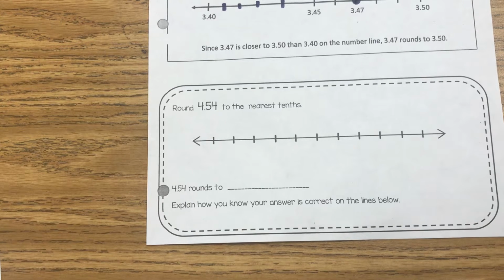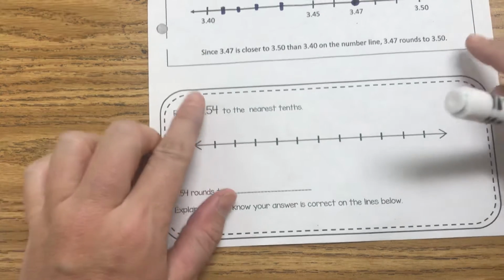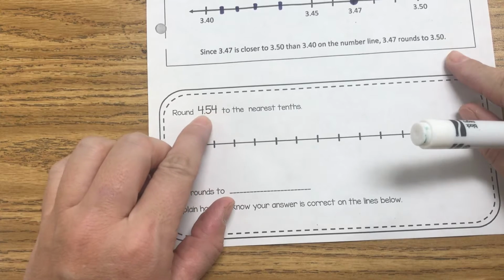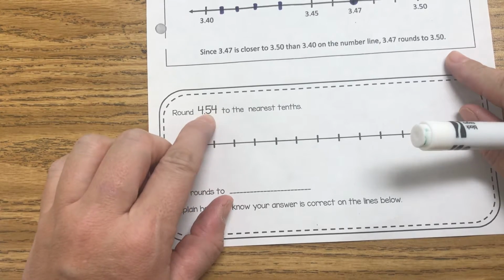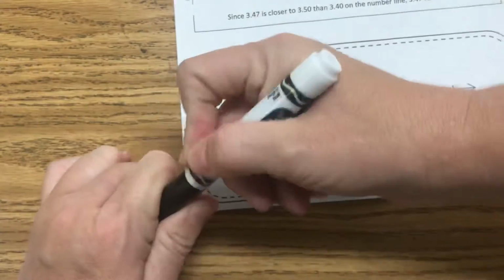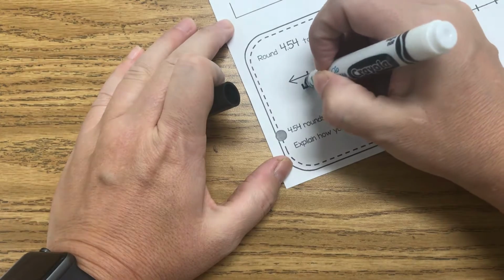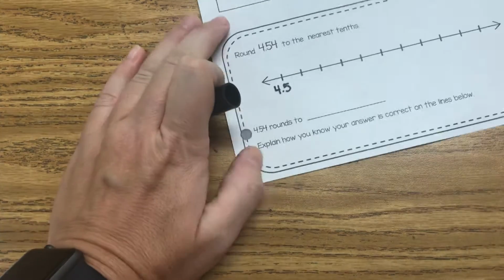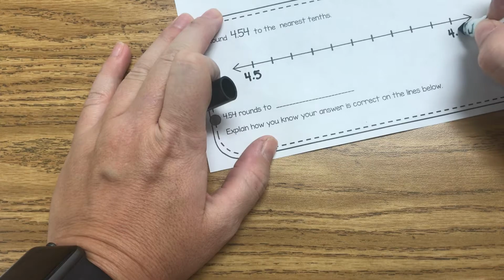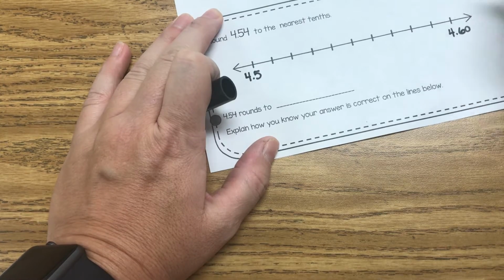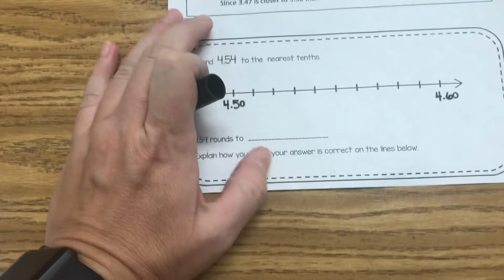Let's look at the one on the bottom. We're actually going to do this one together. Nothing is labeled, so you will have to do that with me. We're looking at 4 and 54 hundredths, and we want to round it to the nearest tenths place. That means we need to determine, is it going to be closer to 4 and 5 tenths? Your smaller benchmark is always going to be what's currently in that tenths place. So this one, we want to know, is it closer to 4 and 5 tenths, or is it closer to 4 and 6 tenths? Again, that's the same as 4 and 50 hundredths, or 4 and 60 hundredths.